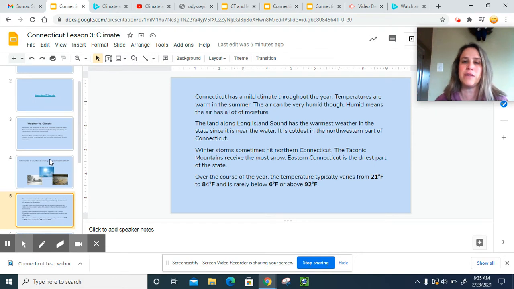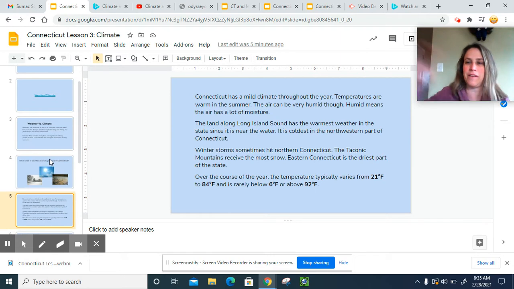And that has to do with the air coming off of the water. So along the coastline, it's kept a little warmer than what we call inland. Winter storms sometimes hit northern Connecticut. The Taconic Mountains receive the most snow. So you guys learned about that.